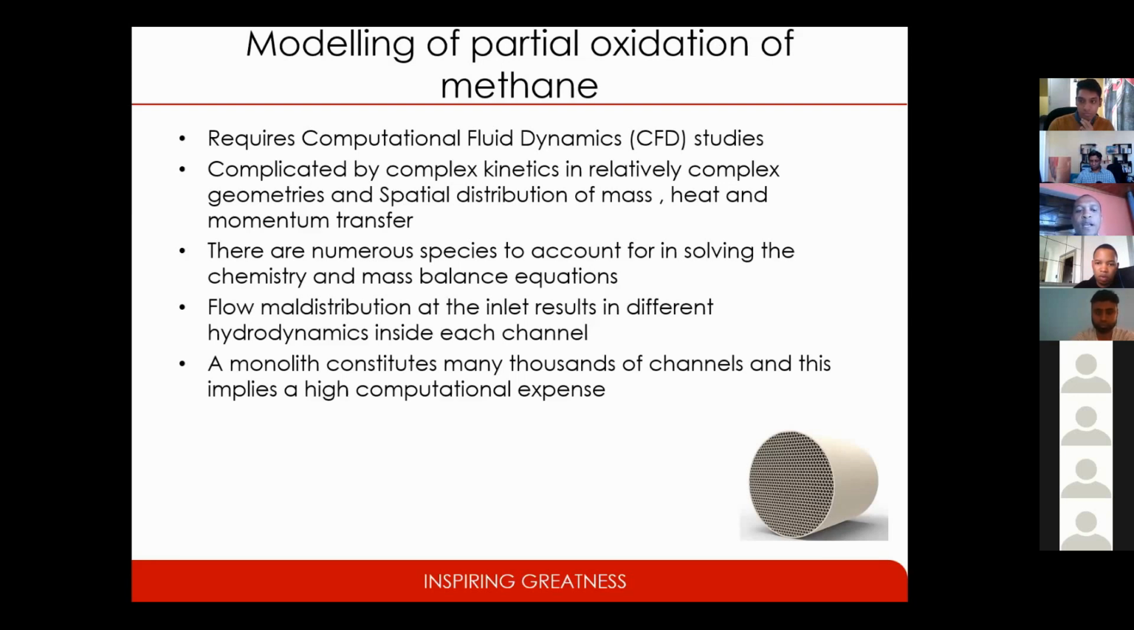As I can show you on this screen here, the monolith constitutes many thousands of channels. And if you were to model the entire monolith, this therefore implies a high computational cost. Now, the problem with modeling this as a single channel is that you may have a flow maldistribution at the inlet, and the hydrodynamics therefore will be different in each channel. Therefore, it is difficult to try to model this as a single channel.